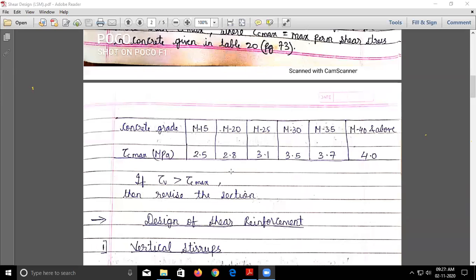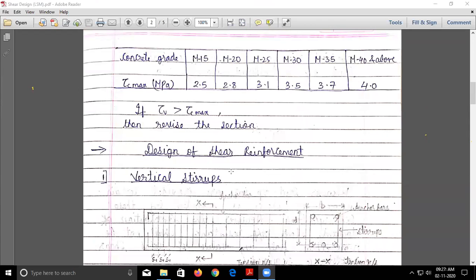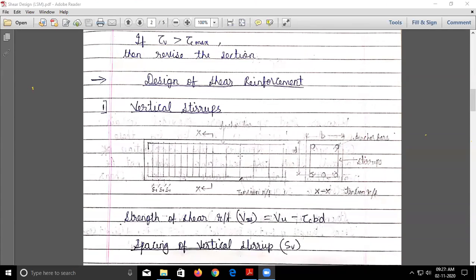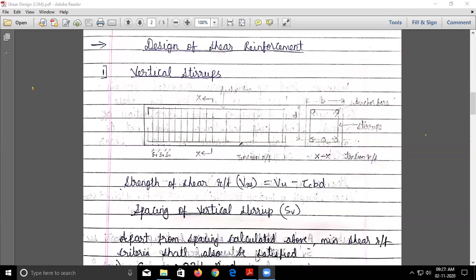The design of shear reinforcement. So I have already told you shear reinforcement we can provide in the form of vertical stirrups, bent up bars, and inclined stirrups. So vertical stirrups, let us see. The strength of the shear reinforcement is given by Vu minus tau c b d, where tau c b d is the strength of the section. Okay. So consider a longitudinal profile of the beam and the cross section. I hope this is visible. So here I have drawn these vertical stirrups.